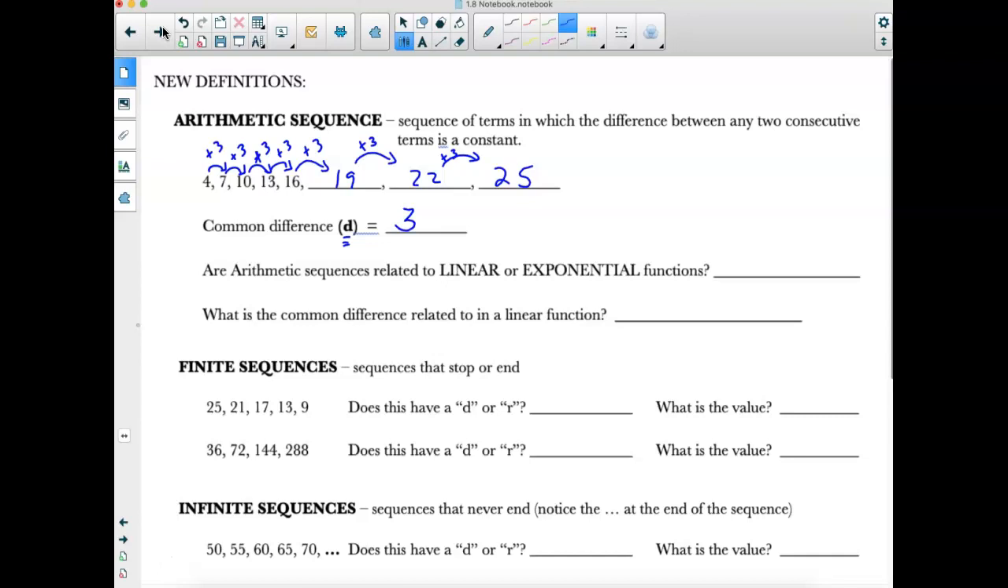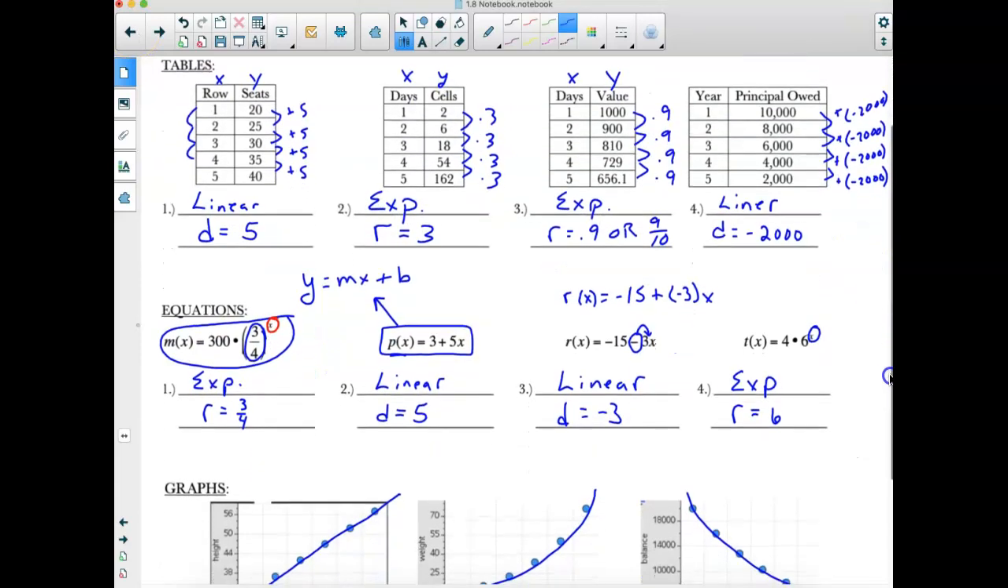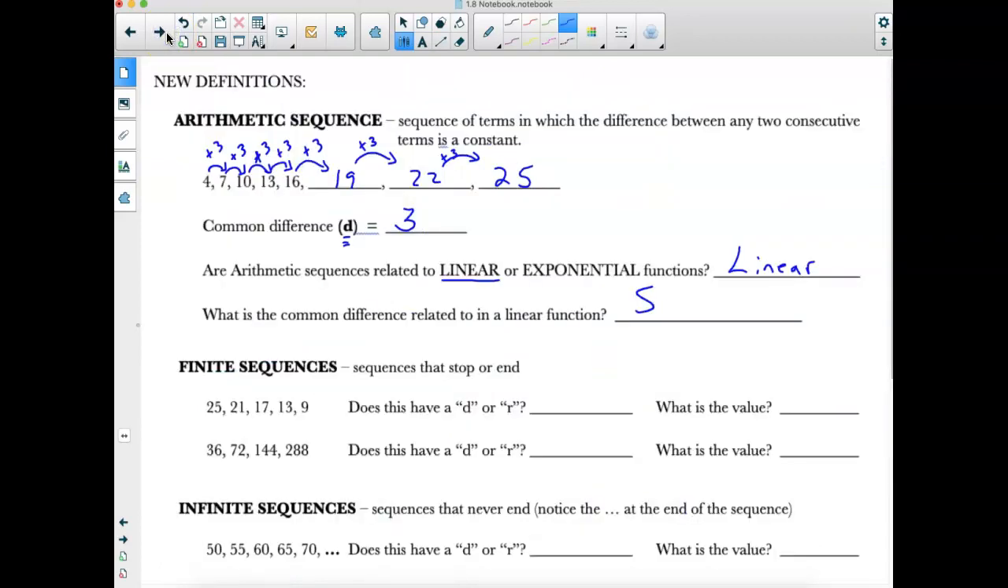Are arithmetic sequences related to linear or exponential functions? Well, if I'm adding 3, I'm constantly adding, making it more of a constant rise or constant increase, so they're going to be linear, okay? And when we look at these linear arithmetic sequences, the common difference related in a linear function, well, let me just come back here and let's just look at one of these equations. This is a linear equation, and the common difference relates to the what? What would that be called? Yes, you're right, that would be called the slope, okay?